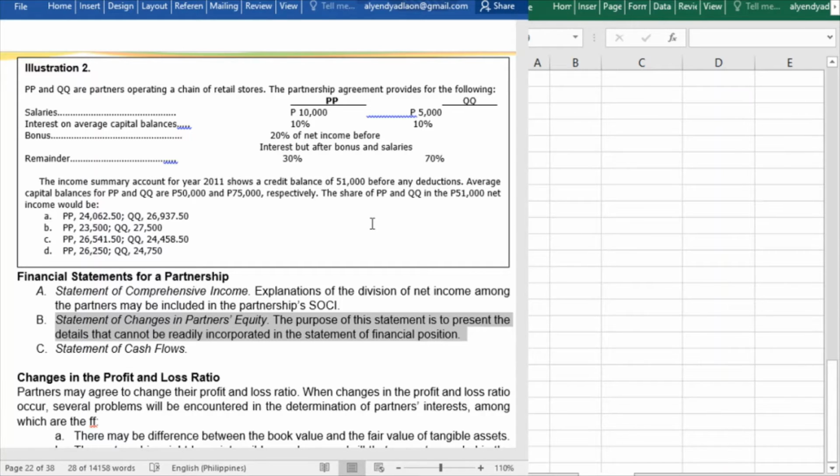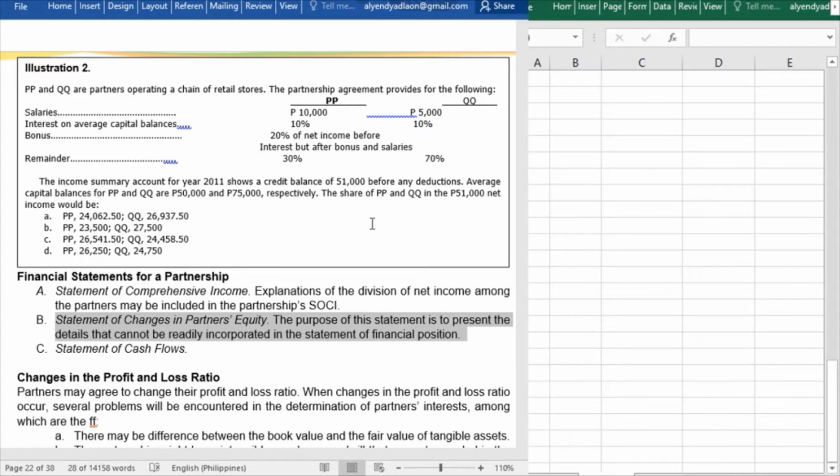So in a statement of changes in partners' equity, we can see the balance at the beginning of the year, plus any additional investments made by the partner, and then minus any permanent withdrawals by the partner. Now we can also see their share in the profit or loss of the partnership. Okay, so the statement of changes in partners' equity is just the breakdown of how we got the ending balance of the partners' equity.